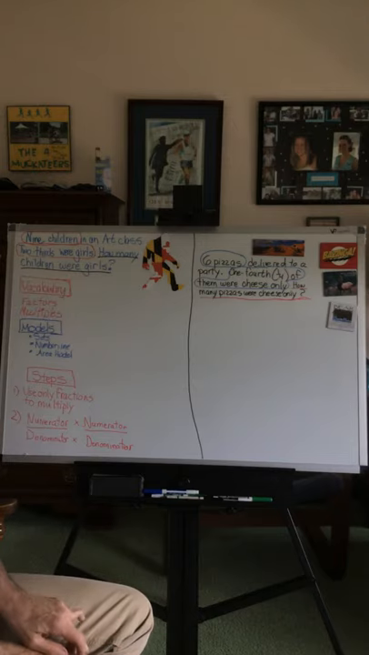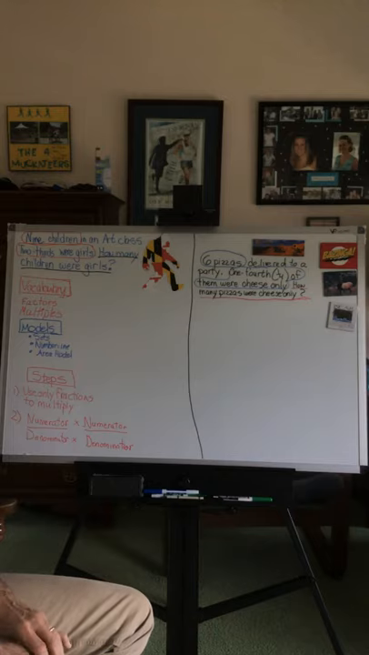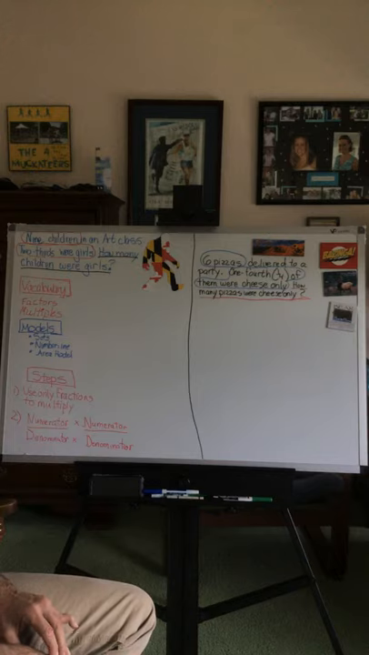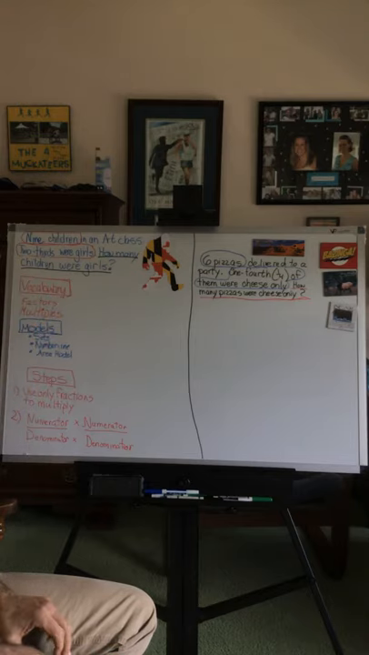9 children are in an art class and 2/3 are girls. So how many children were girls? Now, I've already gone ahead and annotated this. I've circled the important amounts and relationships. So 9 children is one important amount, and 2/3 being girls was another important amount, kind of in a relationship. I've underlined the question so we know what we have to figure out. How many children were girls?